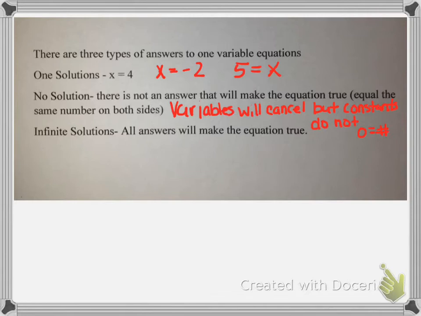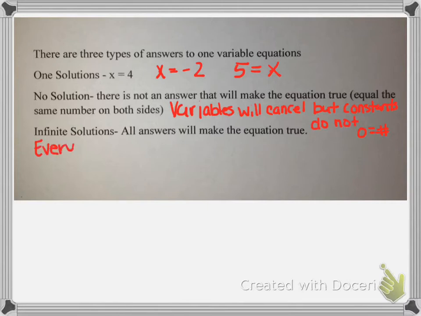So you'll get 0 equals a number, like 0 equals 4. Well, we know that 0 doesn't equal 4, and so that's not a true statement. So if you work out the equation and this happens, we know that it's no solution. And again, we'll see some examples of that throughout the video.